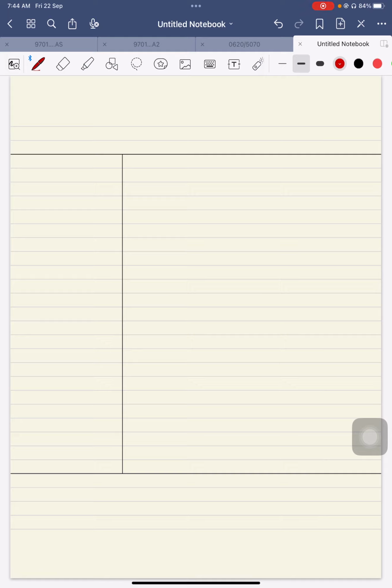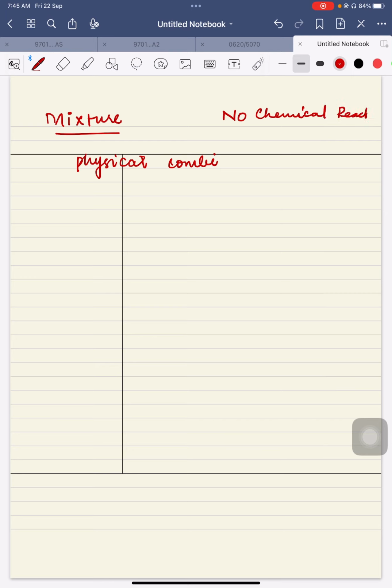a term that is called a mixture. Okay, now what is a mixture? It's a physical combination in which there is no chemical reaction, or you may say no chemical change. A chemical reaction and a chemical change are basically the same thing. So in mixture formation there is no chemical reaction and no chemical change associated.